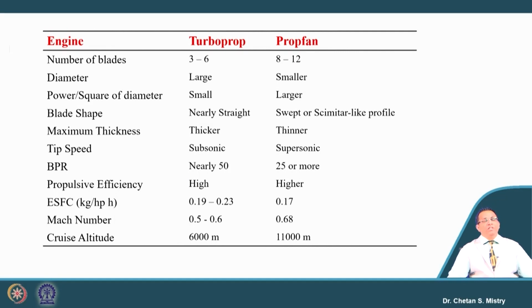Okay. Now let's try to look at this. You may be confused, saying, sir, what is the difference between this turboprop engine and the prop fan engine? So let's try to understand the case.